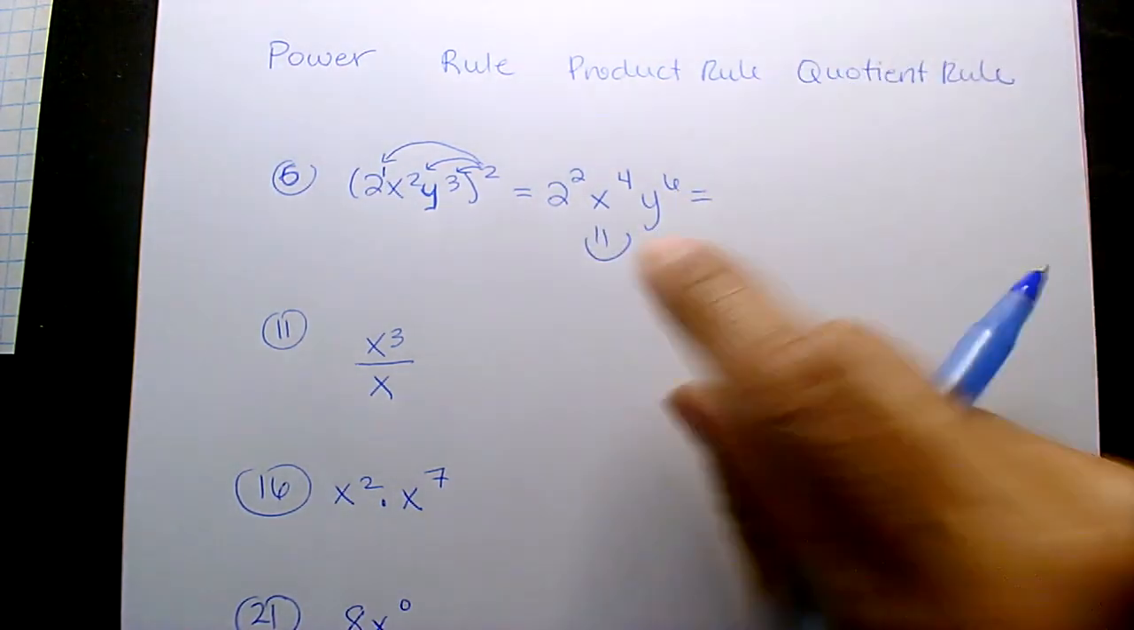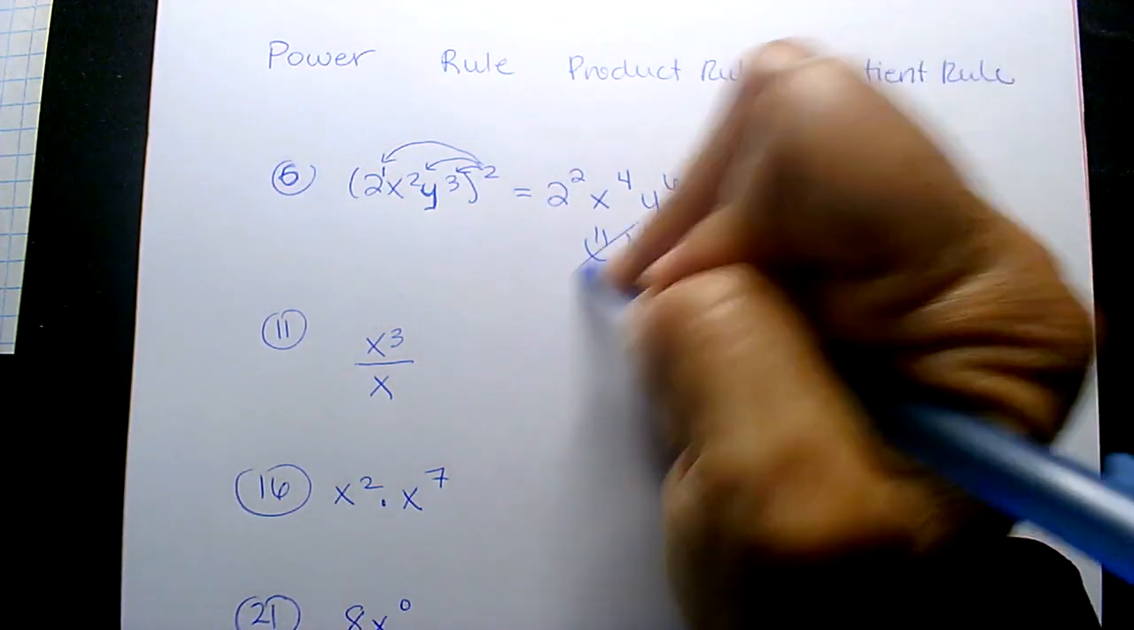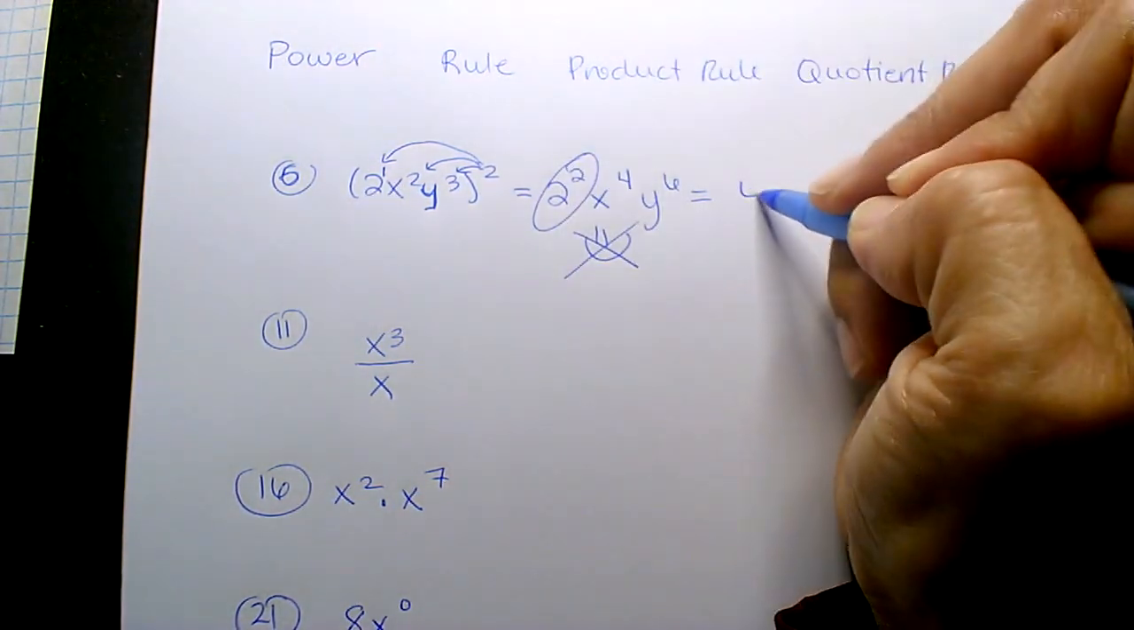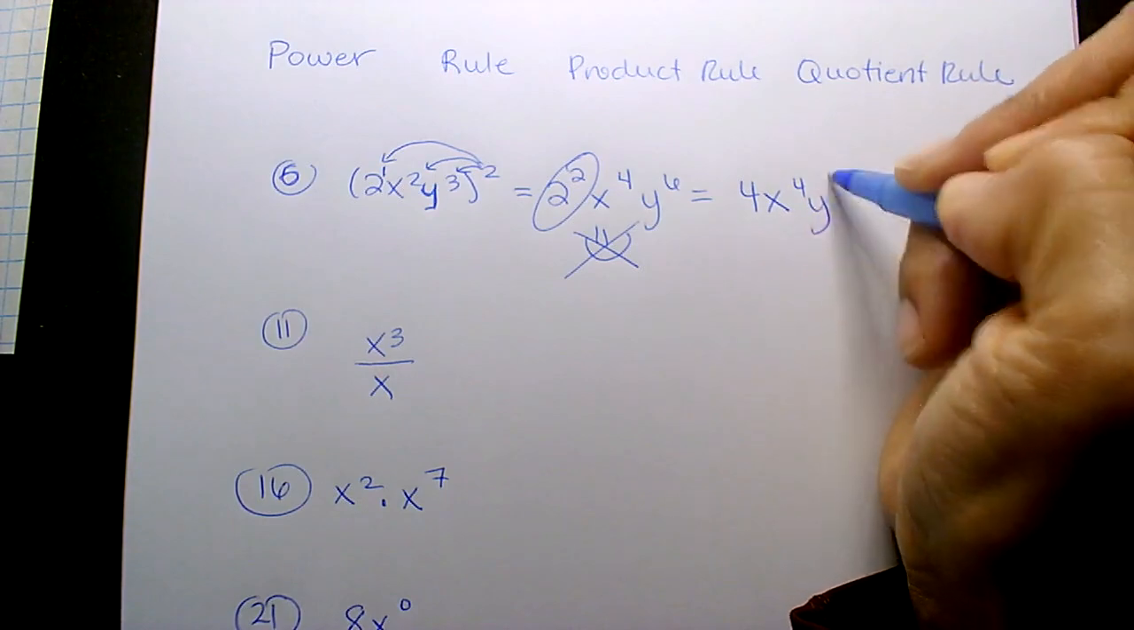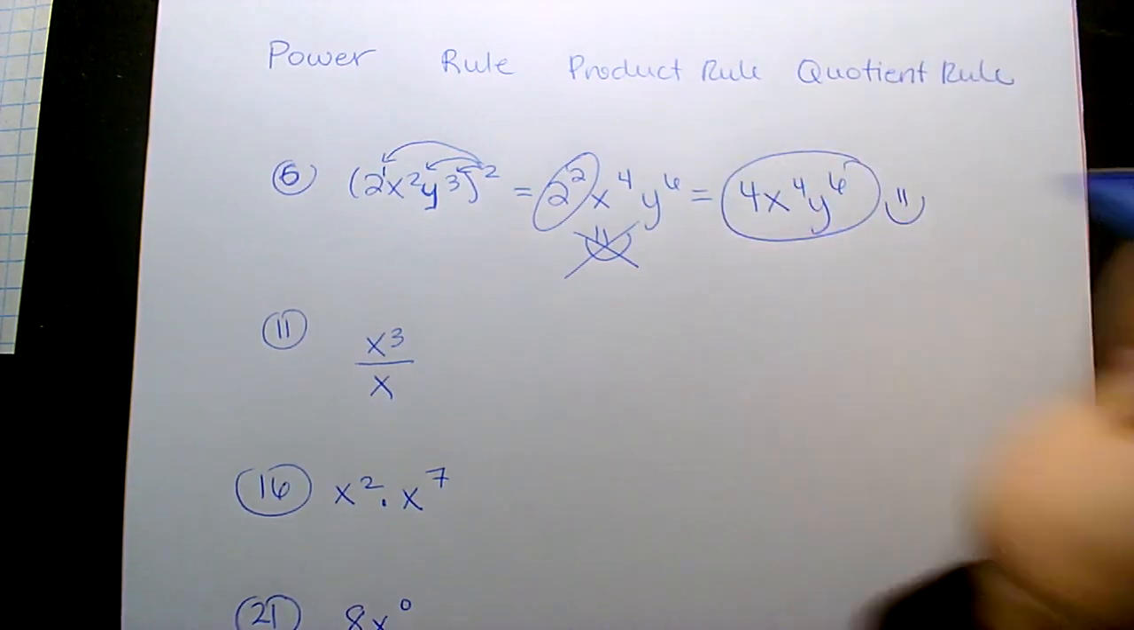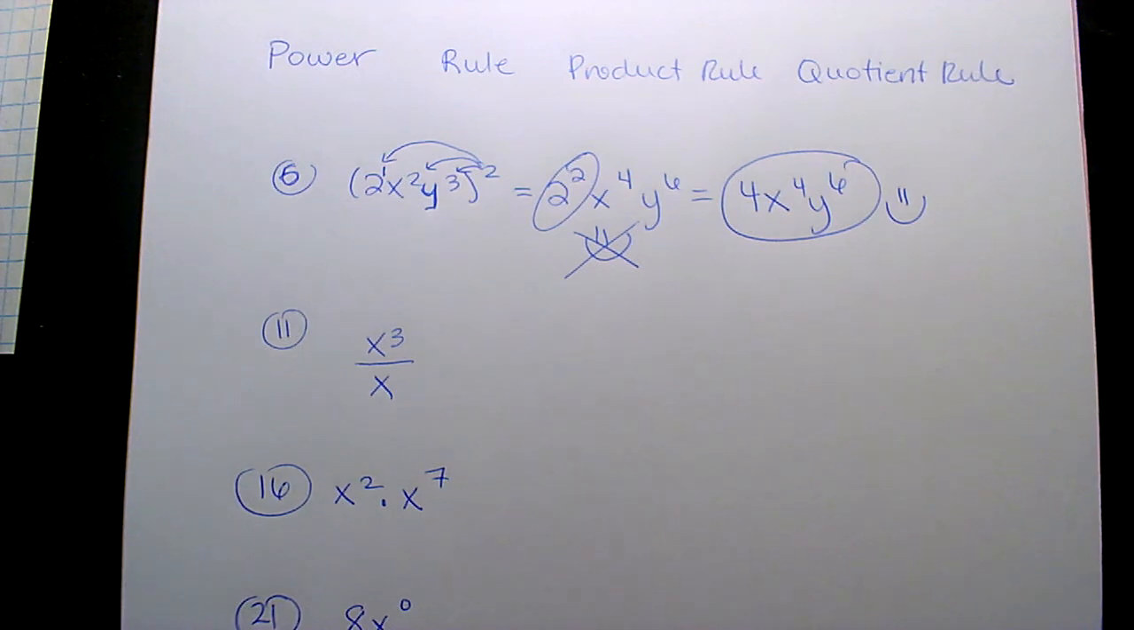As much as a lot of students will leave that answer, ideally though, you got to take care of the 2 squared, and so this is your perfect answer. So if they ask you to simplify it, you got to take care of the number base, the integer base.